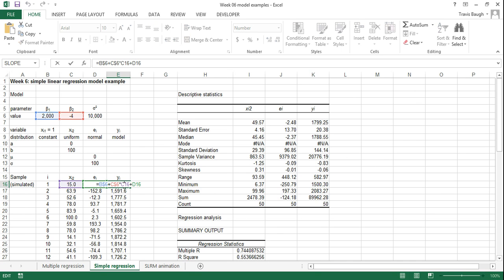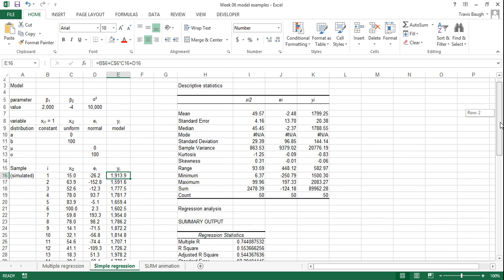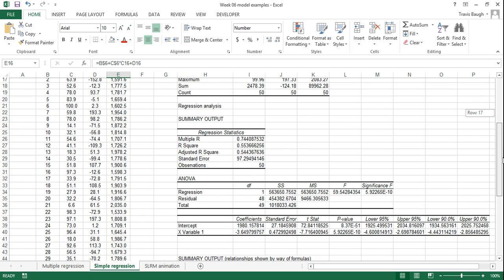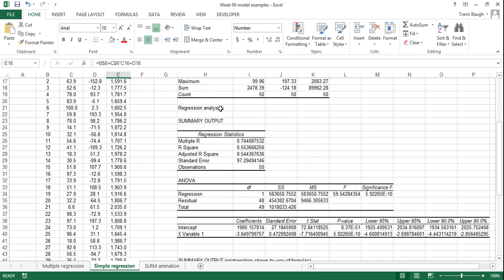So if I double click on that, you'll see that y value is being calculated as 2000 plus -4 times the x value of 15 plus the error term. And that's being repeated for 50 more sets of observations. Some descriptive statistics are here. I'm not going to talk about them now, though. And here is some regression output that I've already generated.